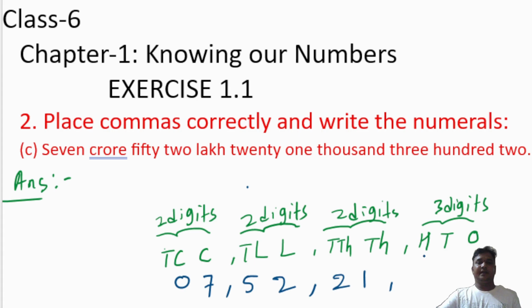302. The 100 place will be 3, the ones place will be 2, and there is no tens place, so it will be 0. So this is 7 crore 52 lakh 21,302. How do we write it? 7 crore 52 lakh 21,302. This will be the final answer.